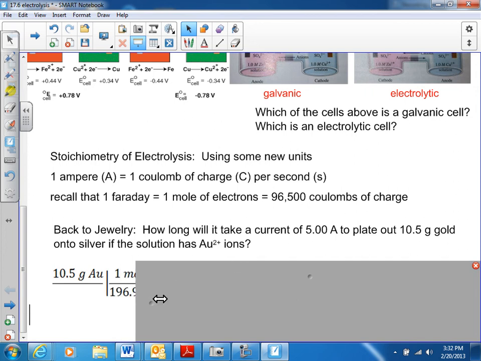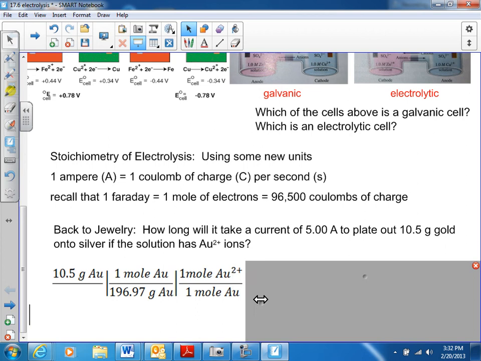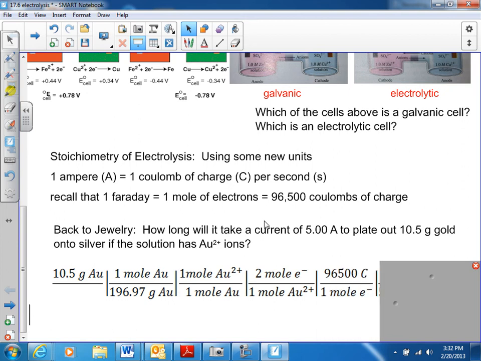So here we go, grams to moles, easy. Gold to gold, it's a mole to a mole, and we needed 2 moles of electrons because of that 2 plus. These problems are so easy. There's that Faraday. A mole of electrons has 96,500 coulombs of charge.